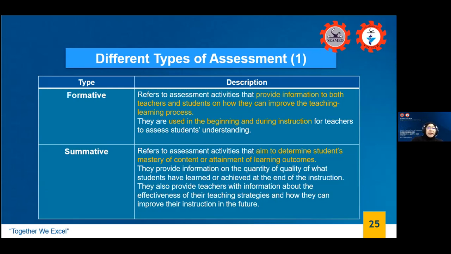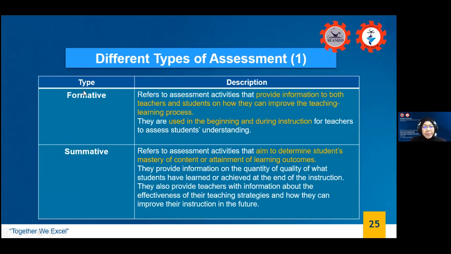All right. Now, they provide information on the quantity and quality of what students have learned or achieved at the end. They also provide teachers with information about the effectiveness of their teaching. Now, the problem is that you can actually use both of them. Apply the formative, and after which you could have summative.